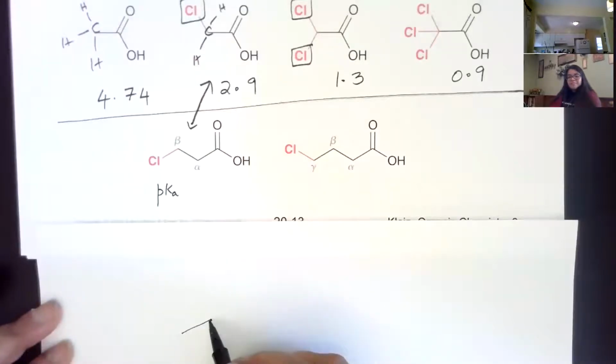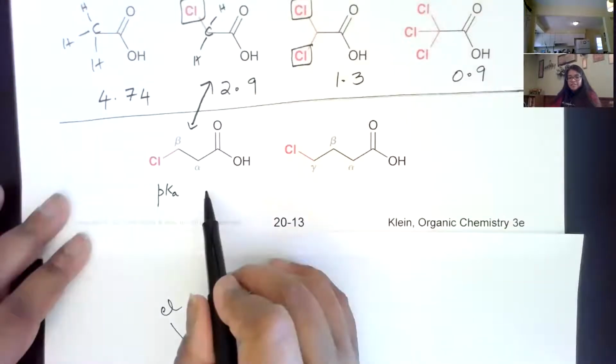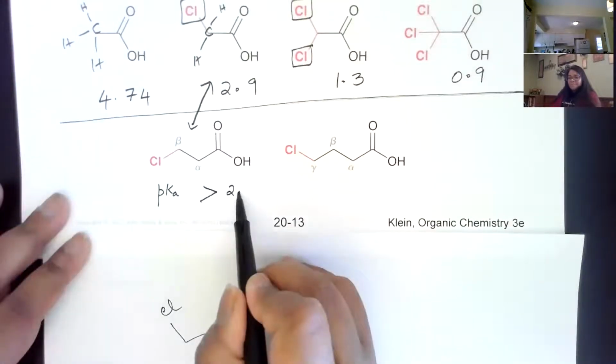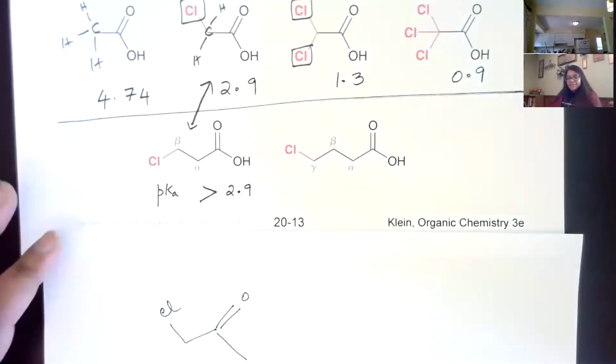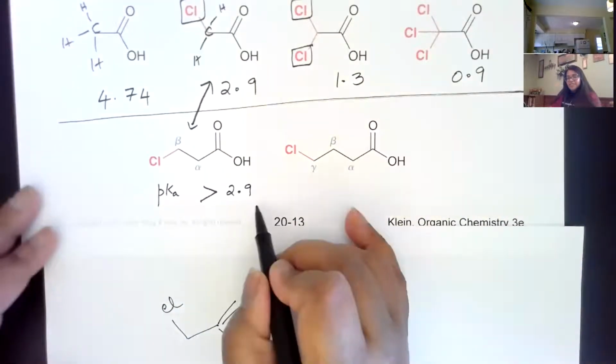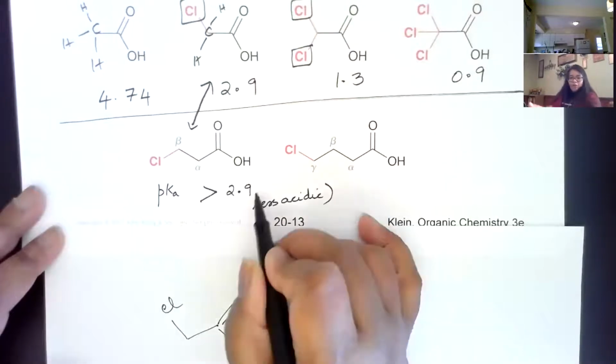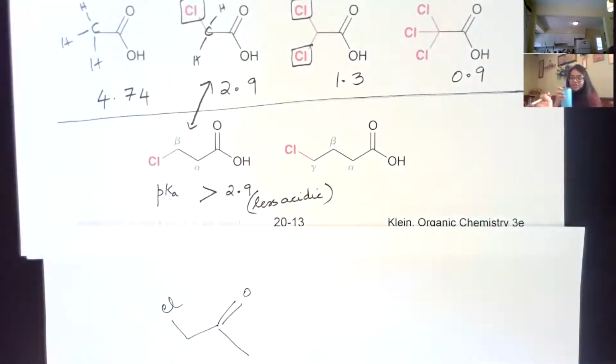John? Well, it should be more basic, right? Because the chlorine's going to be further away. So you're saying the pKa should be higher than 2.9? Yes. Okay, so you're saying this should be less acidic then. It's hard with the pKa values to get it.